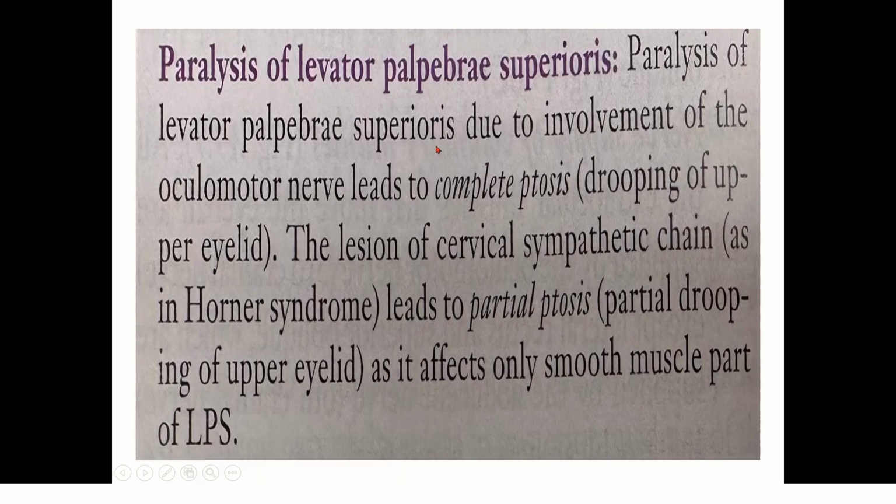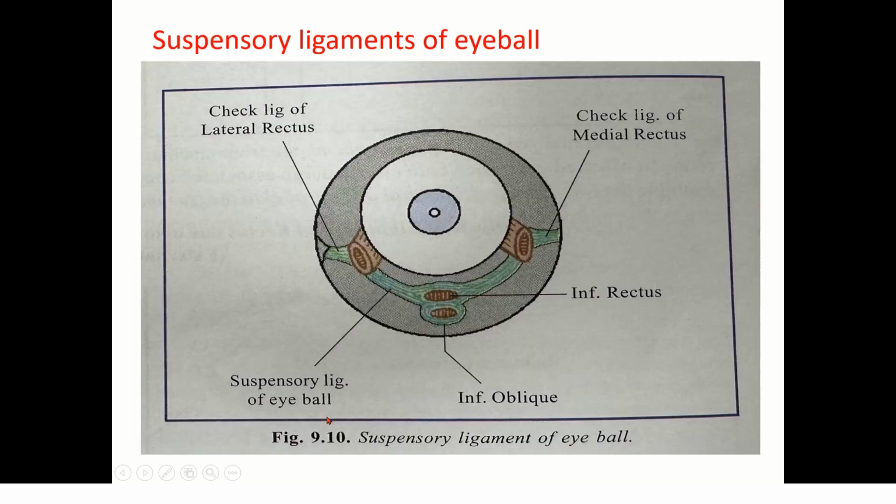Paralysis of the levator palpebrae superioris due to involvement of the oculomotor nerve leads to complete ptosis, drooping of the upper eyelid, whereas a lesion of the cervical sympathetic chain, as in Horner syndrome, leads to partial ptosis, partial drooping of the upper eyelid, as it affects only the smooth muscle part of the levator palpebrae superioris.